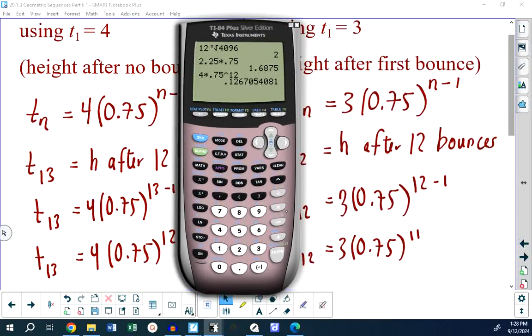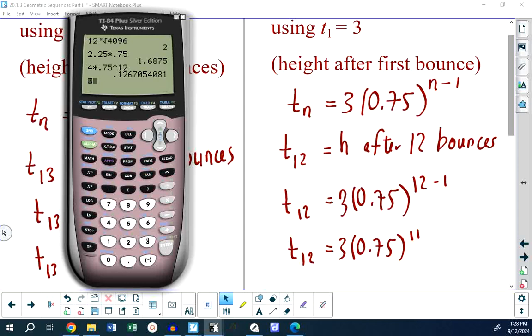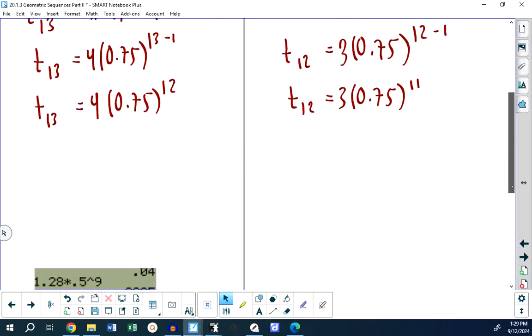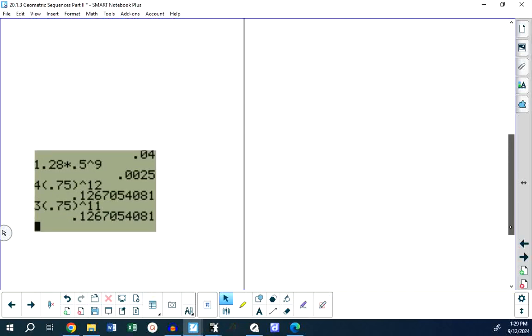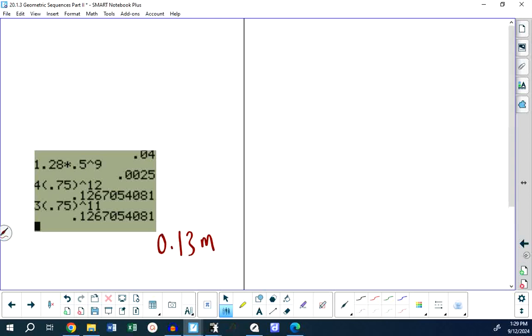And if you do it using the method on the right, you're going to go 3 times 0.75 raised to the 11, and you get the same number. So regardless of how you think of it, that's the answer. 0.13 meters. Any questions with the first example? Example 2.